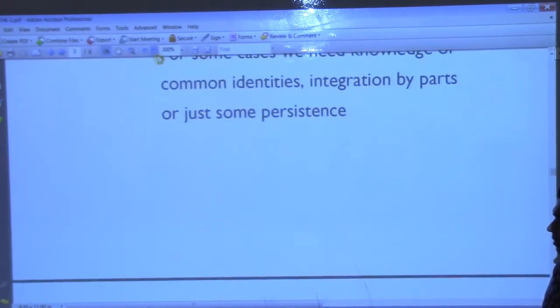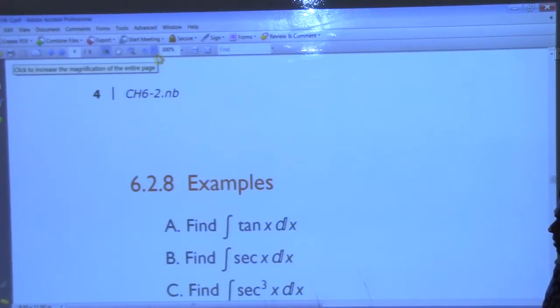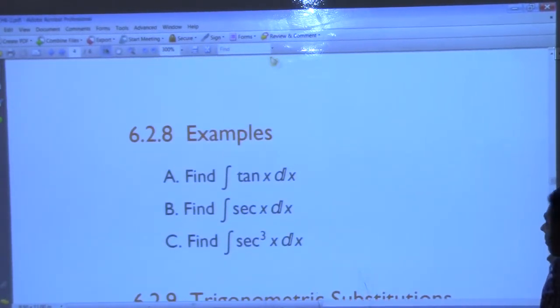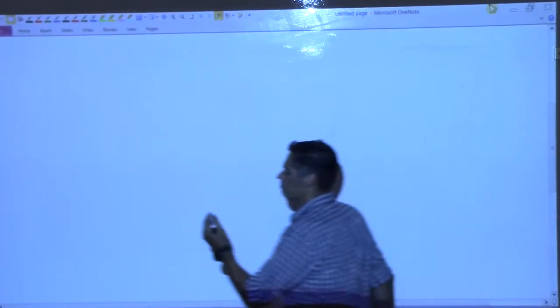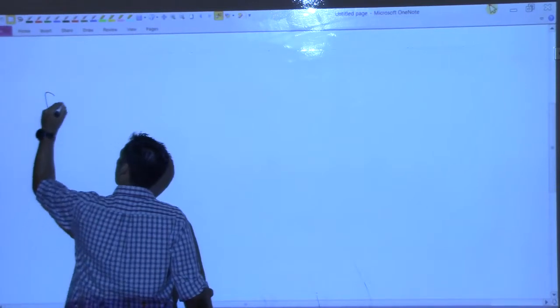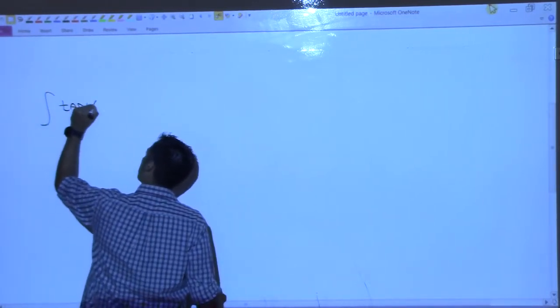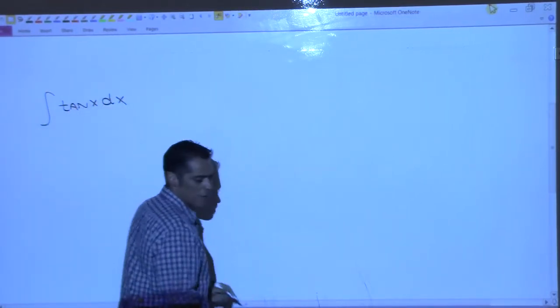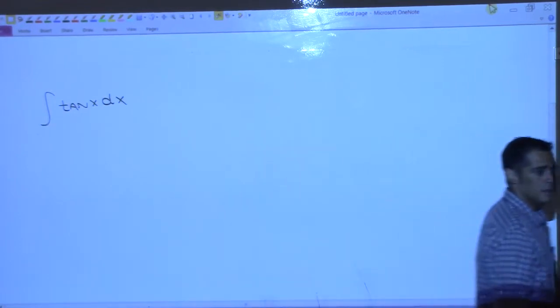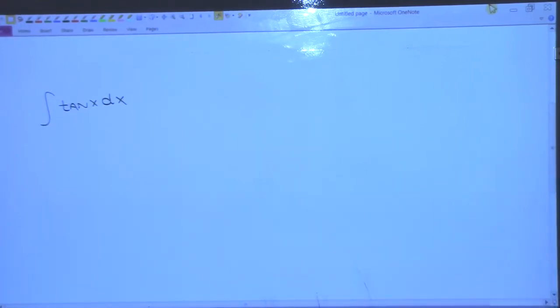All right, so here are some integrals I want to do. First one, the integral of tangent x. So we know what the derivative of tangent x is, right? But what's the antiderivative? So look on your formula sheets, because guess what? Your formula sheets have it.